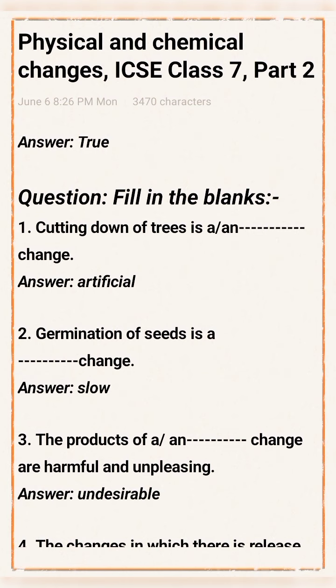Okay. Next question type: fill in the blanks. Number 1, cutting down of a tree is a dash change. The proper word is artificial. That is, cutting down of a tree is an artificial change. Next, germination of a seed is a dash change: slow change.